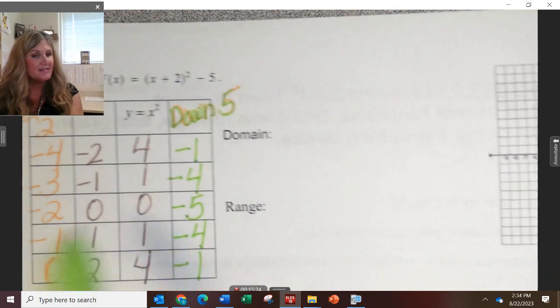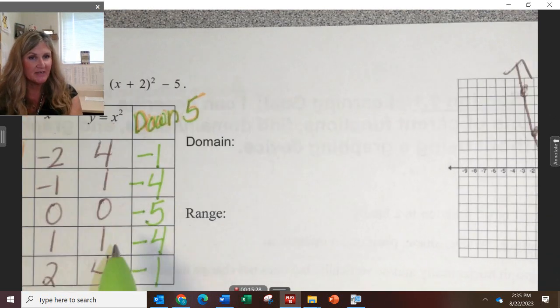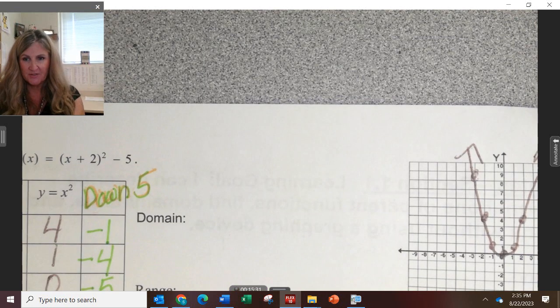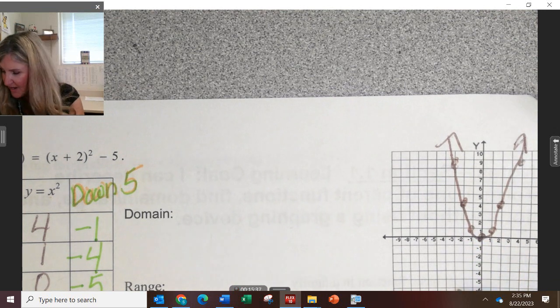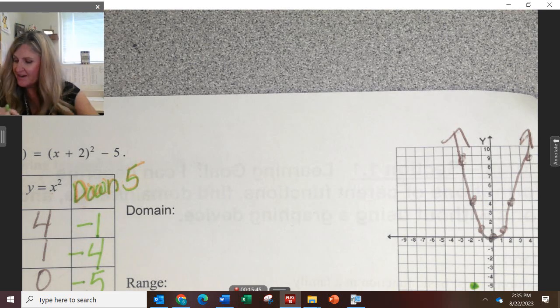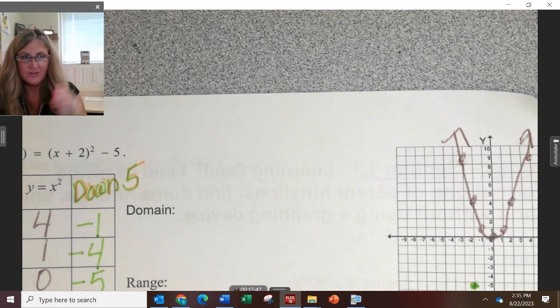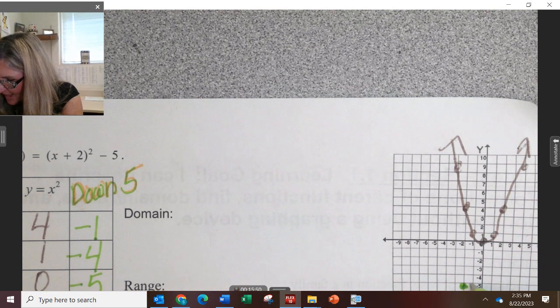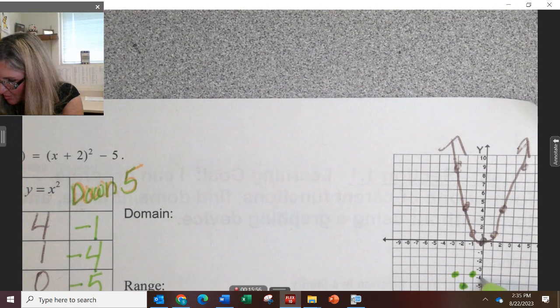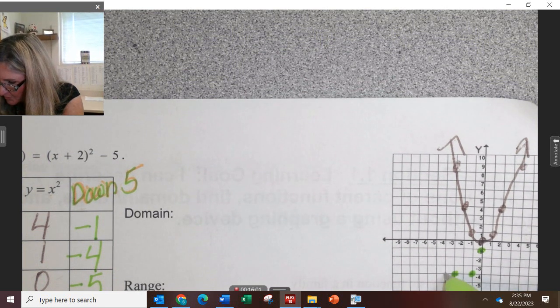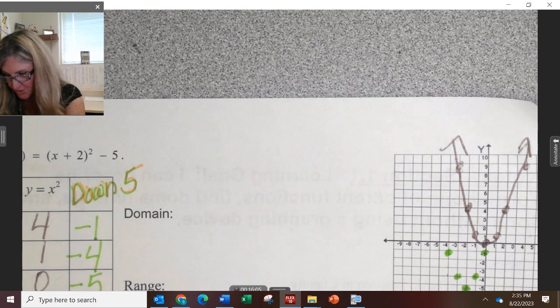Now, some people do best using those points and plotting them and connecting them. But I'm going to show you another way to do this. From this vertex, all I have to do is go left 2 and down 5. Now, from there, I'm just going to use that same pattern I used on the original. So if I go out 1, I go up 1, out 1, up 1. If I go out 2, I'm going to go up 4 from there. 1, 2, 3, 4. And that's because 2 squared is 4.